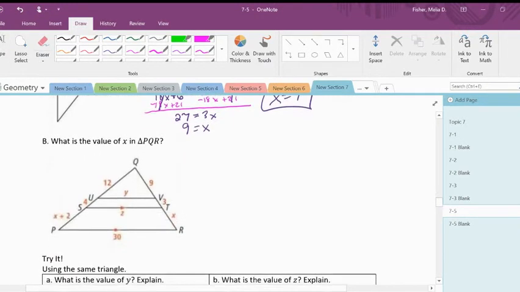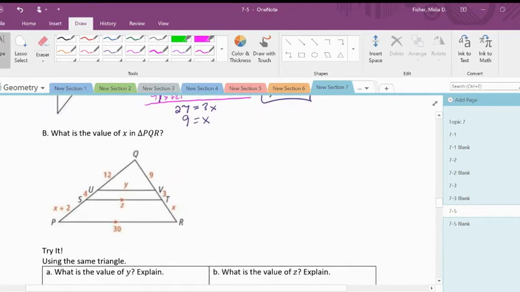In part B, we have all kinds of things going on. We want to know what the value of x is in triangle PQR. So seeing that these two lines are parallel, right here and right here, we can use this piece, the x plus 2, over, and we need to use this whole piece up here because we don't know that y is parallel. So we're going to say that this is 16.